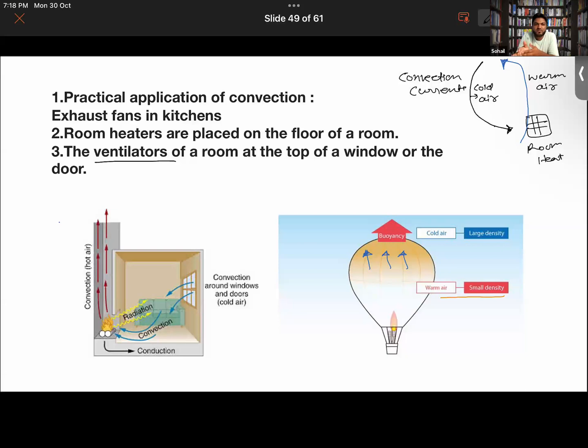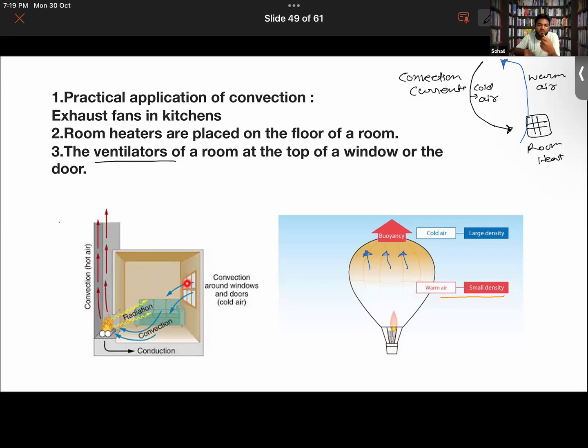So basically, Ahmad is saying why ventilators are placed in the top of the room, in the top corner of the room. Basically, what happens? We know that warm air tends to rise up. Whatever warm air is being produced inside this room needs an escape. It needs to be taken out of that room. So in order for warm air to escape from the room, ventilators are placed on the top corner of the room, so that the warm air can move outside of the room.